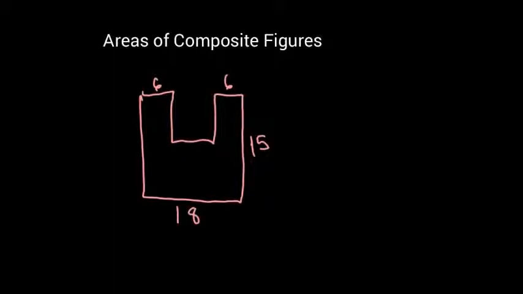Alright, today we're going to do areas of composite figures. So what you have to do with these is break these up into other shapes. There's two ways to look at this. You can look at this as one big rectangle with the part cut out of it, like this blue part being cut out of that big rectangle.